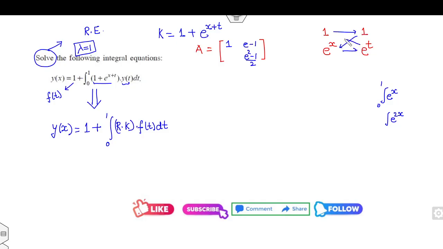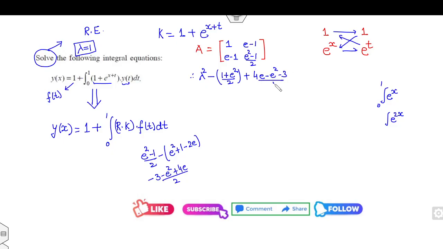Second term, third term, and the fourth term, e minus 1. So therefore lambda square minus trace, so trace will be 2 plus e square over 2, and the determinant will be (e square minus 1) over 2 times (e minus 1) whole square, a square plus b square minus 2ab. So if you solve them, it is 3 minus e square, plus 4e divided by 2. 4e minus e square, fine.